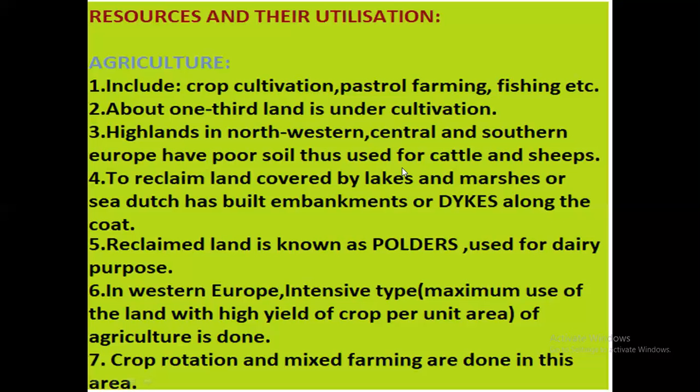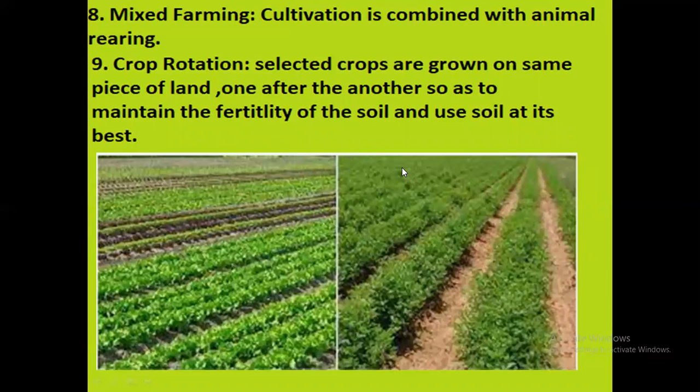Moving towards the next one, here is the mixed farming and crop rotation discussed in detail. Cultivation is combined with animal rearing. This is mixed farming. As I had told you in the last slide, when cultivation is done, that means you are growing more than one crop or one type of plant in the same field at a particular period of time. You want cultivation to be done along with animal rearing. That type is called mixed farming.